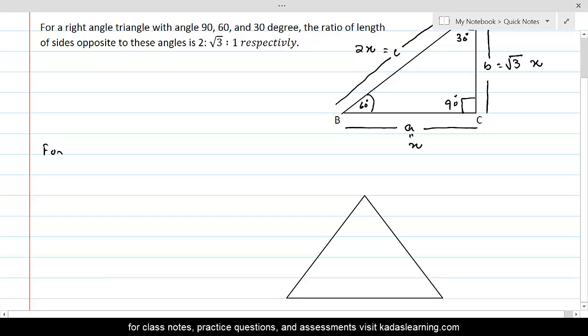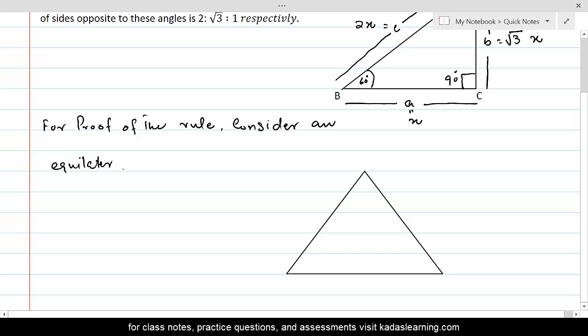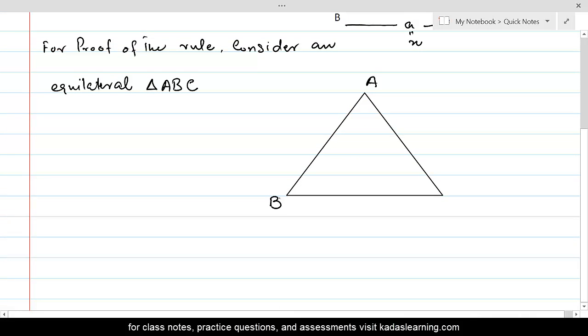For proof of the rule, we are going to consider an equilateral triangle. Equilateral triangle means which has all three sides equal in length. Consider equilateral triangle ABC. Let's consider this as A, this as B, and this as C. Since this is an equilateral triangle, if this side is taken as x, this side is taken as x, then this side will also be x.